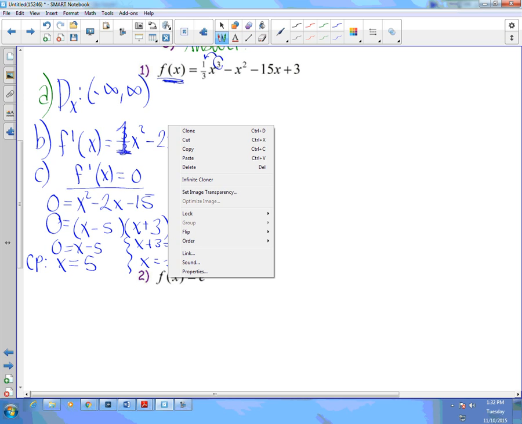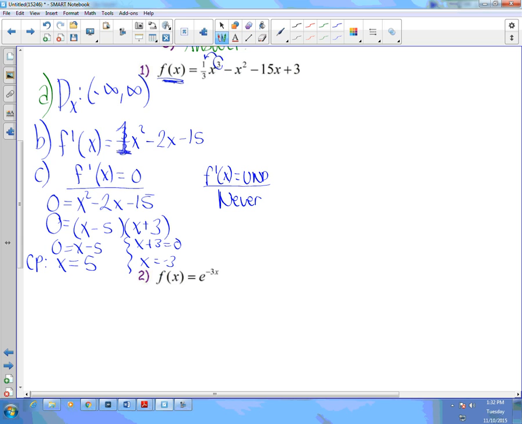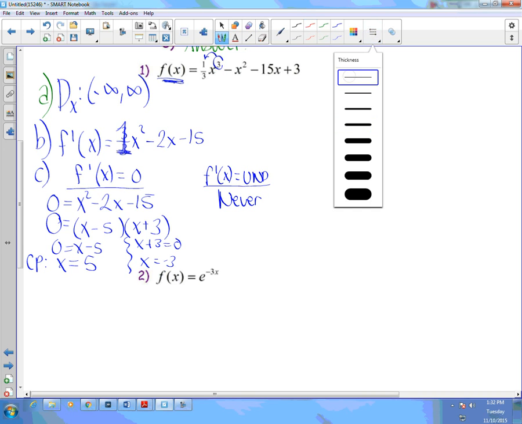What do these represent on the original f function? Maximums and mins. So we have a change from increasing to decreasing. Right now it's not clear whether they're maximums or mins, but we know there's either a maximum or a min at x equals 5 and x equals negative 3. Is that clear? Okay. After we found critical points, we also check where it's undefined, and now it's never. Next, part B.